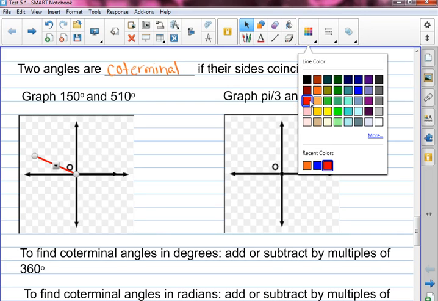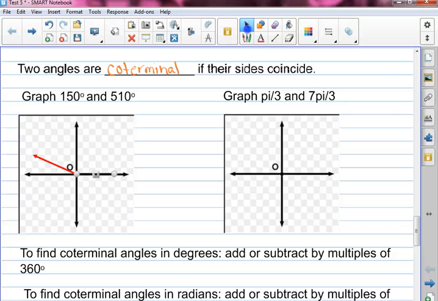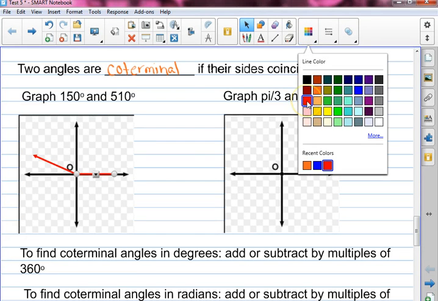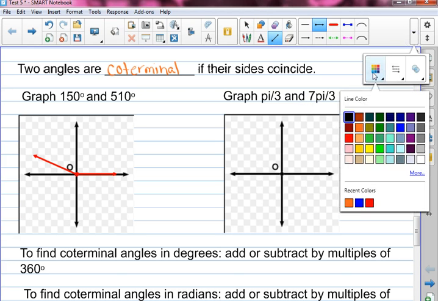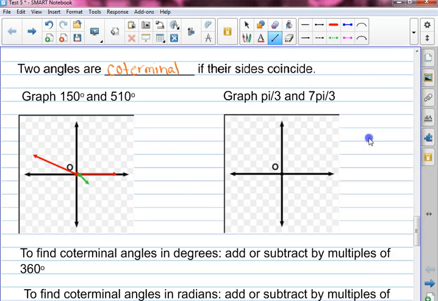Okay, now I'm going to graph... sorry, the color's messed up. I want a different color. Okay, so now I'm going to graph 510 degrees. Here's my first piece and my second piece.